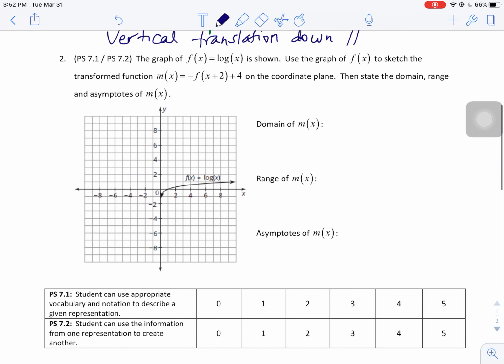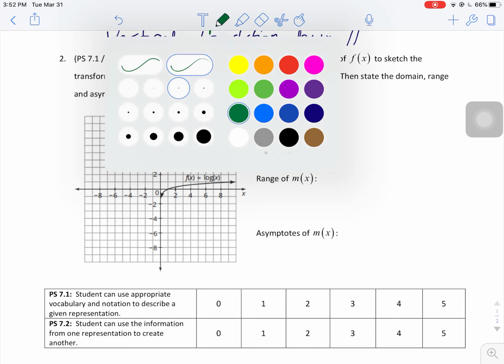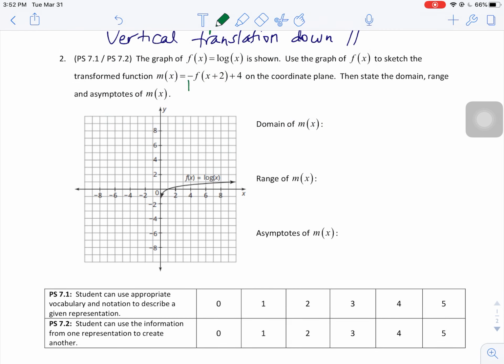On number 2, they already have a graph of f of x shown for us. So we just want to do a new sketch of this new graph and then talk about the key features of the new graph. So let's figure out what's happened here.